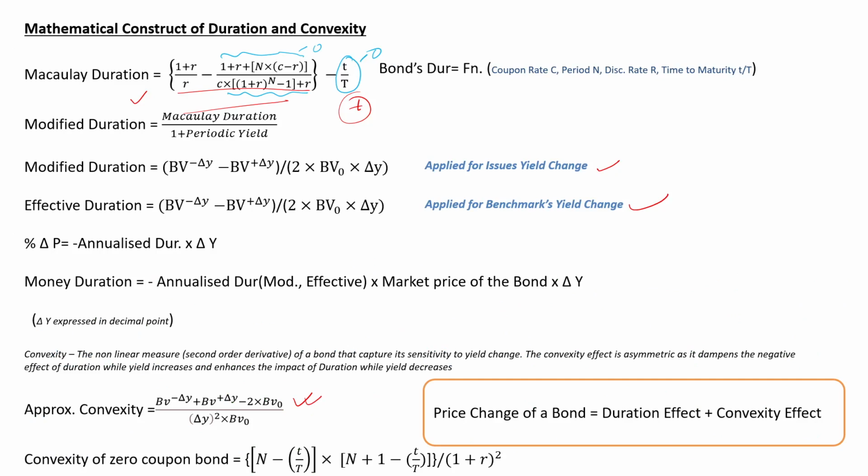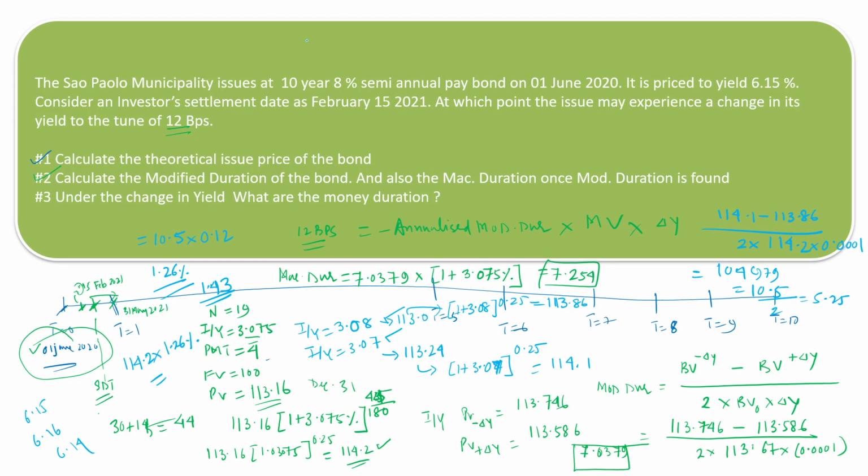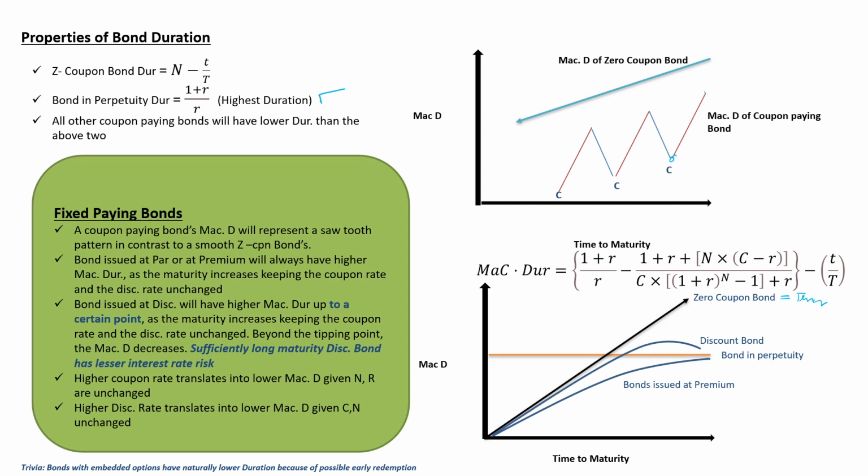So if we substitute this value, only this portion remains, which is the measure of duration for a bond in perpetuity. All other duration measures will be in between this zero coupon bond as well as the bond in perpetuity. Let's just exemplify. For a bond that is being issued at premium, these few properties of the duration are important from your exam point of view.